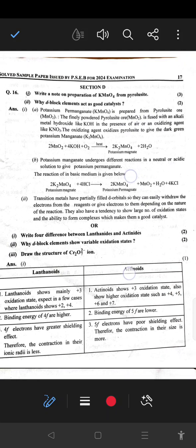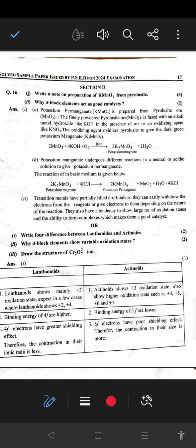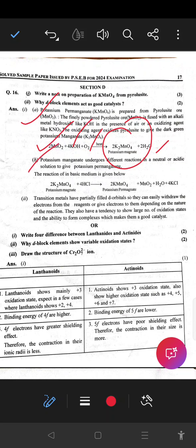The last part is section D: write a note on the preparation of KMnO4 from pyrolusite ore. Potassium permanganate is prepared from the pyrolusite ore, manganese oxide, with potassium hydroxide under oxidation, forming potassium manganate, K2MnO4, plus water. After that, potassium manganate undergoes a different reaction in a neutral or acidic solution to give potassium permanganate.